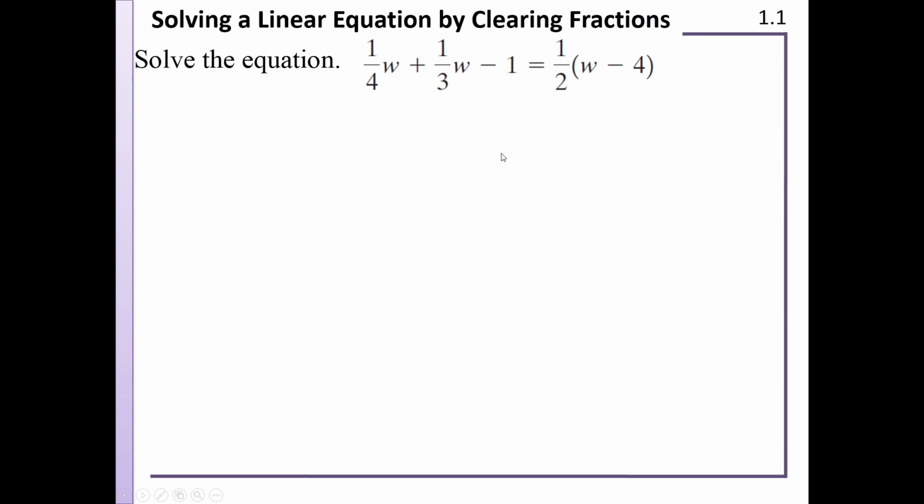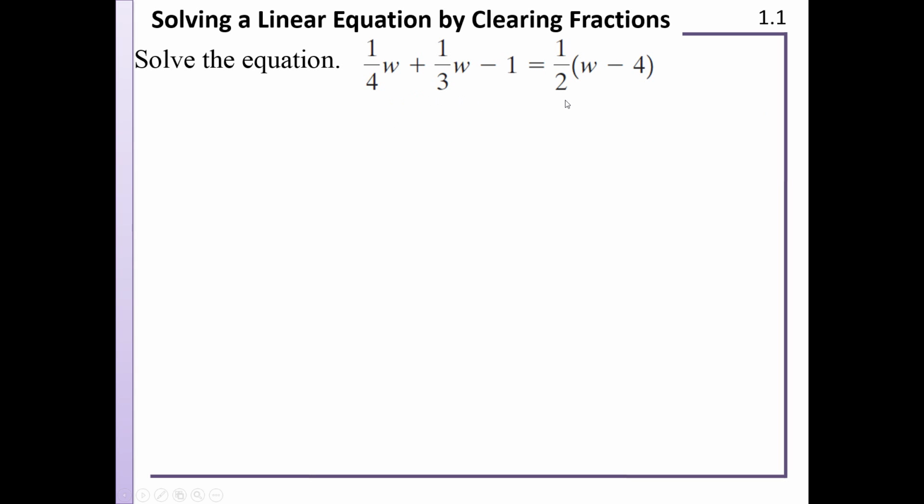Now this one is a little different because there's some fractions. But the technique with fractions, if you use this particular technique I'm going to mention, it will help you out if you're not so fond of working with fractions. So what we're going to do here is multiply both sides by the LCD. The denominators are 4, 3, and 2. So the LCD is the least common multiple of those numbers.